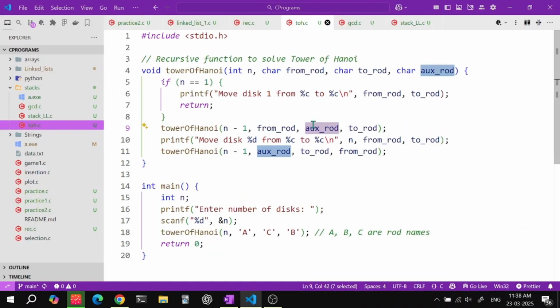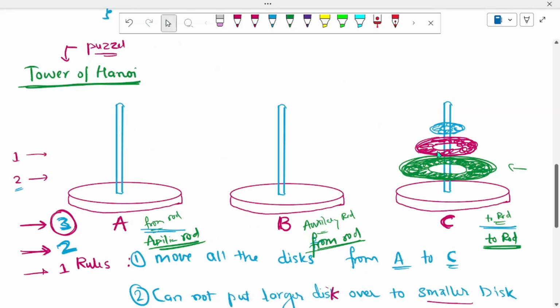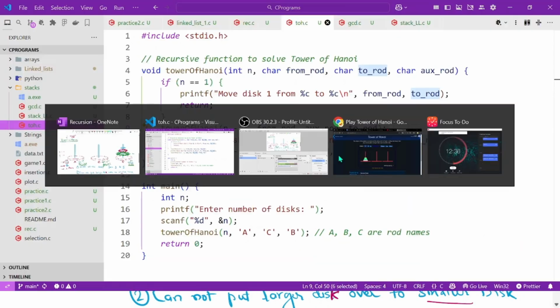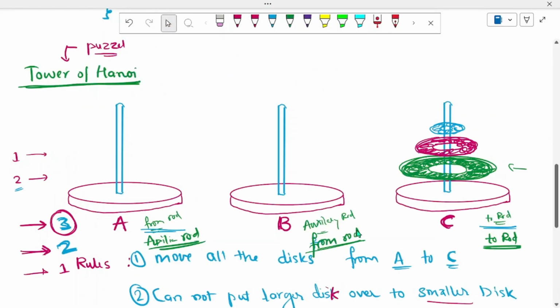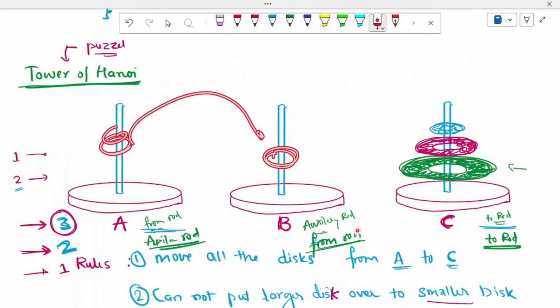Here C becomes auxiliary. You can see whenever you are passing, C becomes auxiliary, and then 2 becomes, then B becomes 2 rod. It means this is 2 rod. From here we are transferring the top 2 elements, as I have told you, right?